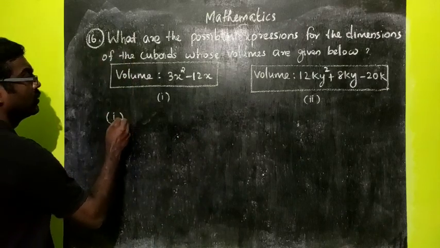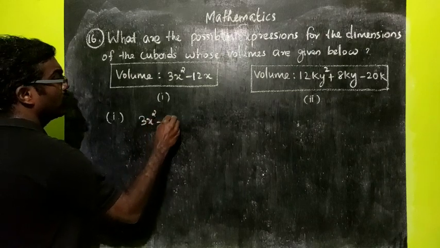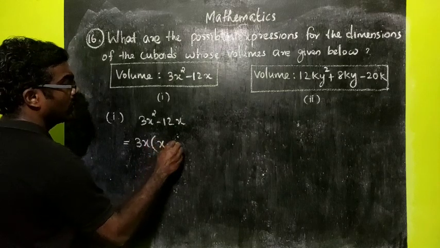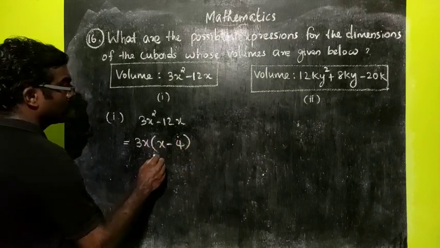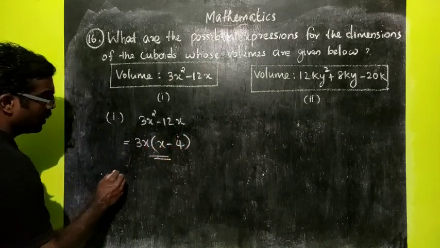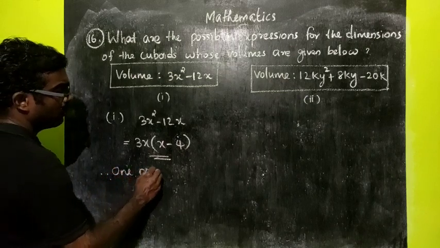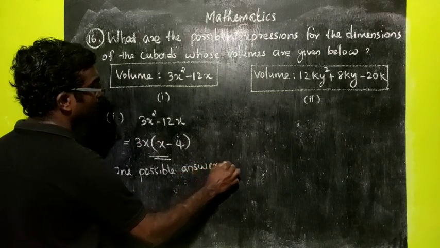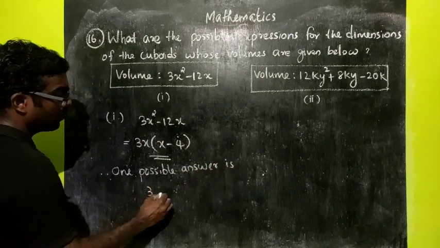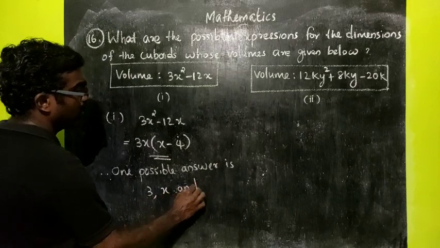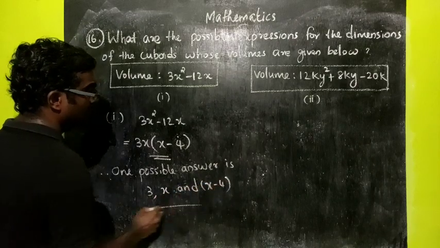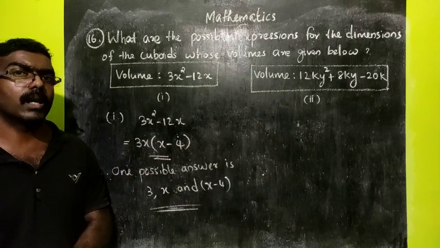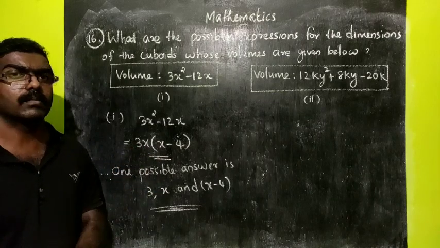So first one, 3x square minus 12x. It's an easy one. Here 3x is common, so 3x into x minus 4. So it's over. Therefore one possible answer is 3, x and x minus 4. 3, x, x minus 4 as length, breadth, height. So this is one possible answer.